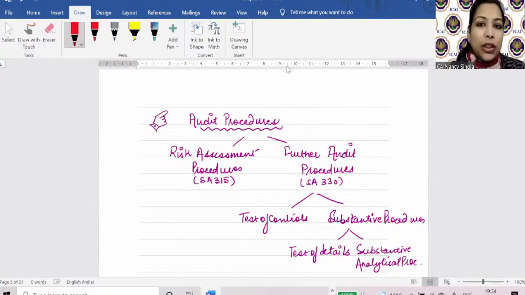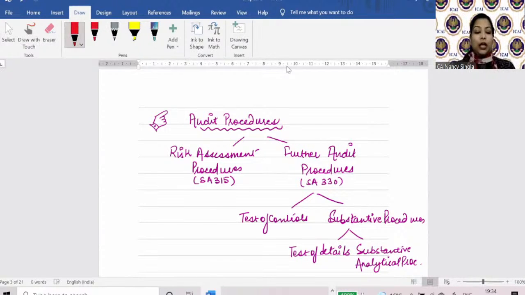SA 230 is on what? Audit documentation. Students, don't get confused. When I was asking you about materiality, the SA number of materiality in planning and performing an audit is 320. Students were writing 230. So don't get confused. 230 is for audit documentation and SA 500 is what? Audit evidence. Okay? So students are saying, ma'am, it is clear.